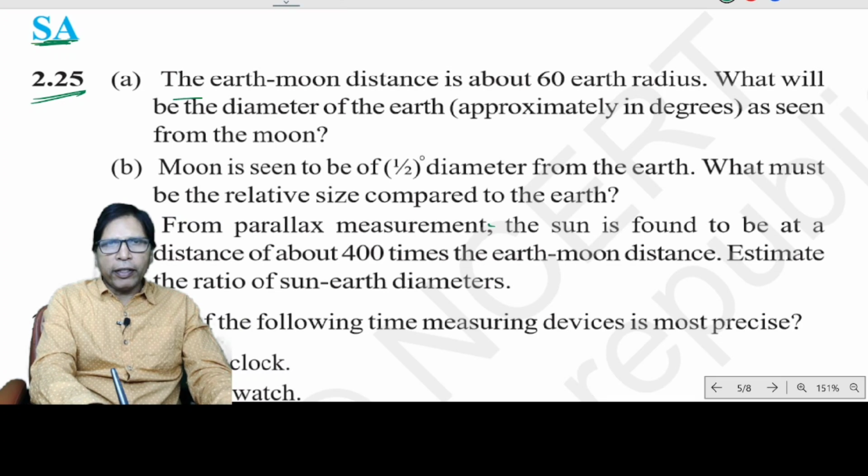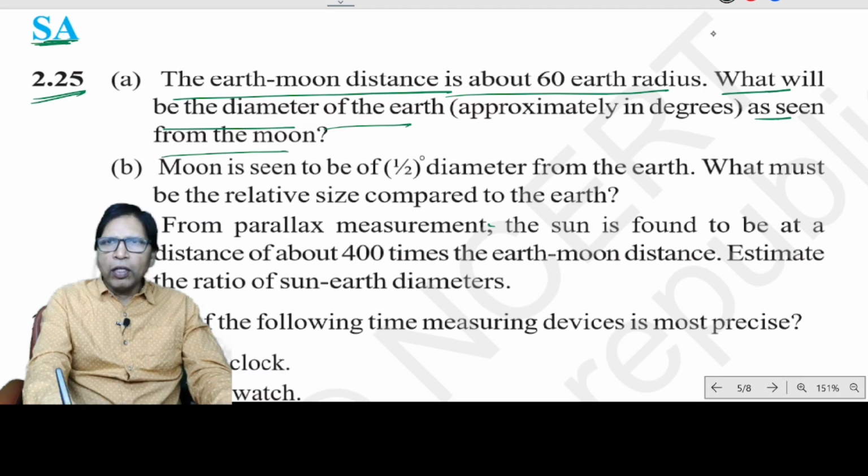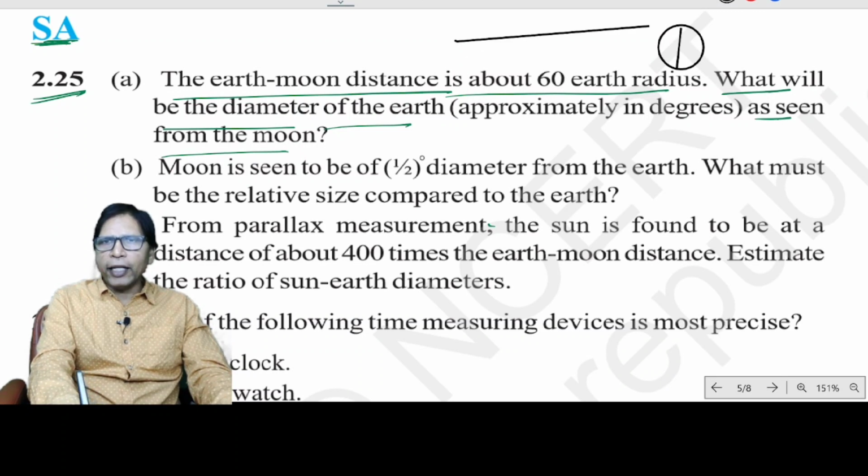Now 2.25. The earth moon distance is about 60 earth radii. What will be the diameter of the earth as seen from the moon? Look at this. Suppose this is the earth. This is the diameter of the earth. Now this is the position of the moon. The earth is seen from here. Here the angle is theta.